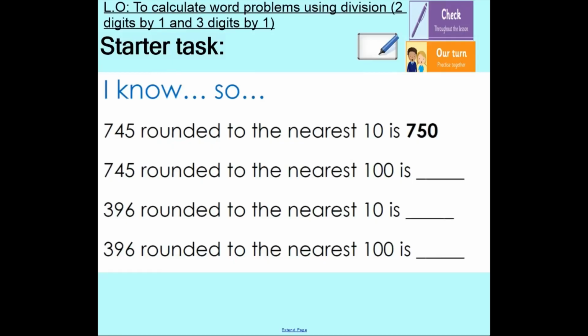Here is your starter task for today's lesson. It's a rounding task, and even though we're looking at division this week, it's really important that we remember how to round. So it says, I know so. If you know that 745 rounded to the nearest 10 is 750, that should help you work out the next 3 questions. So pause the video now and have a go at that starter task.